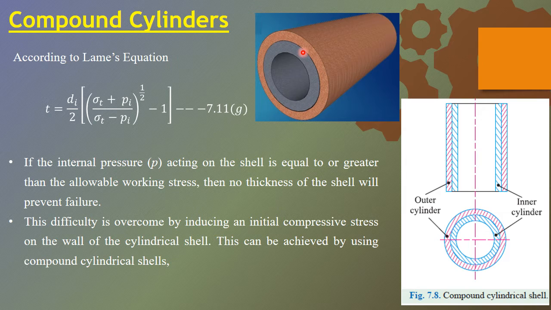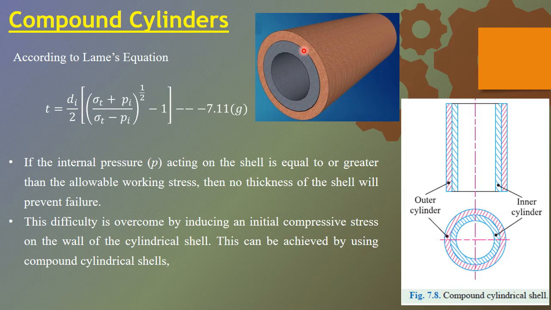So after shrink fitting, either heating or cooling, later on you cool down the cylinder itself. Once you cool down the cylinder, what happens is, at this junction of the inner cylinder and outer cylinder, contact pressures will be developed.